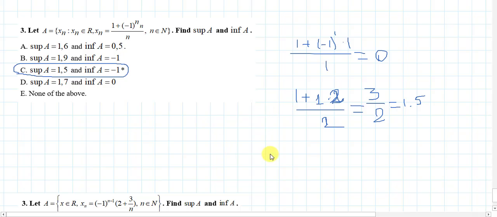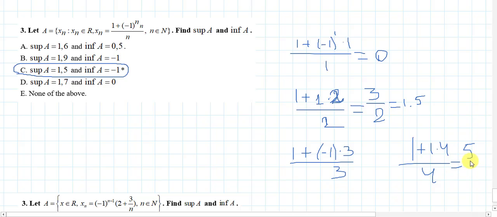Now, if we put 3, for example, it will be 1 plus minus 1 times 3 over 3. So this is less than this number. If you put 4, for example, we have 1 plus 1 times 4 over 4. So this is 5 over 4, which is also less than 3 over 2. So here we can see that 3 over 2 is an upper bound for this set, and this is the least upper bound. So this is supremum of A.